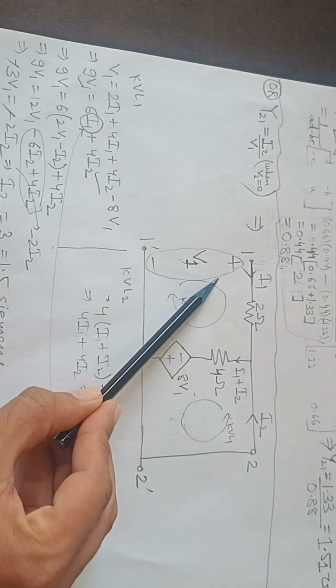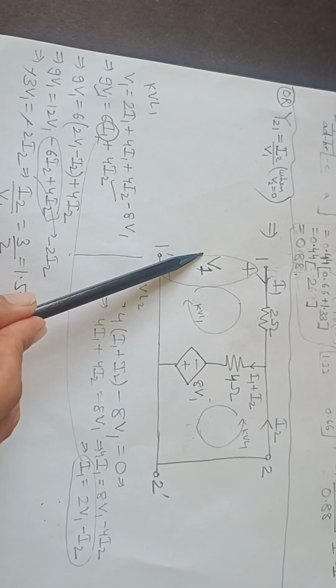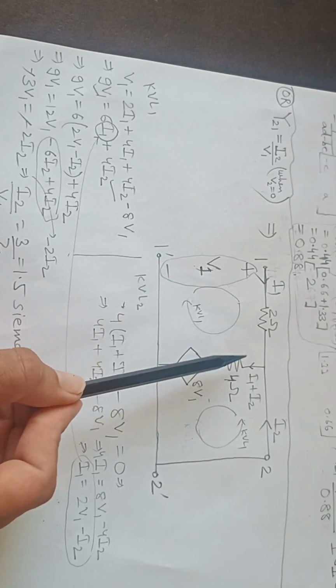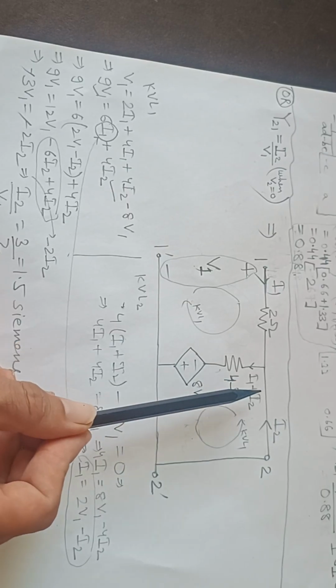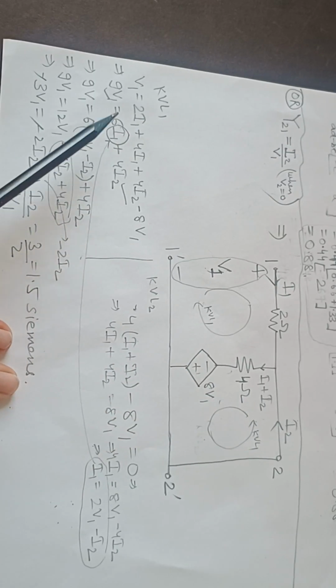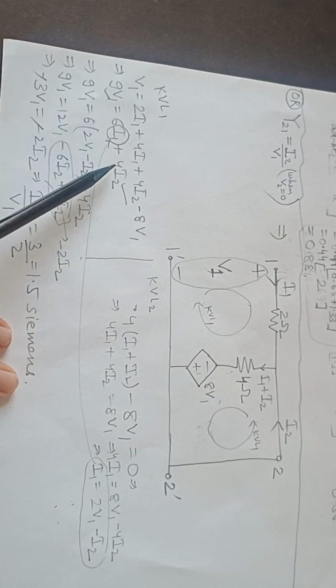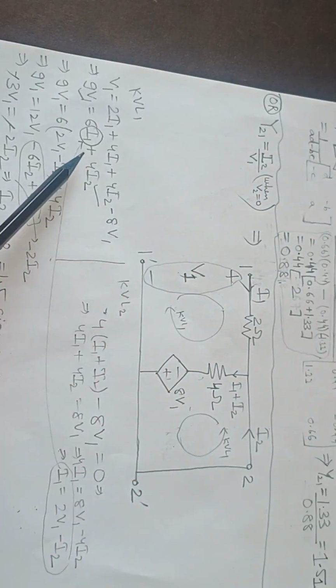So let's see how we can do it. So first I can do one KVL here. Okay, so this will give us V1 is equal to 2 times I1 plus 4 times I1. Okay, and then it's 4 times I2 and minus 8 V1. So this will give us 9 V1 is equal to 6 I1 plus 4 I2, but we want only I2 and V1, so we need to remove I1.